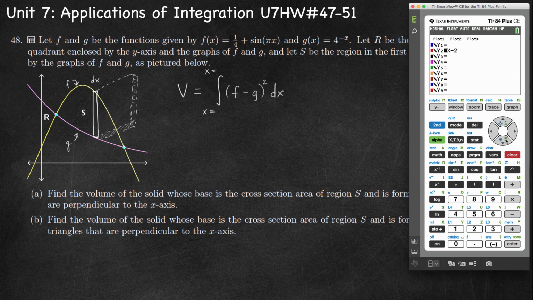Let me enter these new equations. So my f of x, 0.25, plus the sine of pi times x. And then g of x is 4 to the power negative x. Okay, so we can do better with our window. Maybe x should go from 0 to 2, and y could also go from 0 to 2. That should be fine.